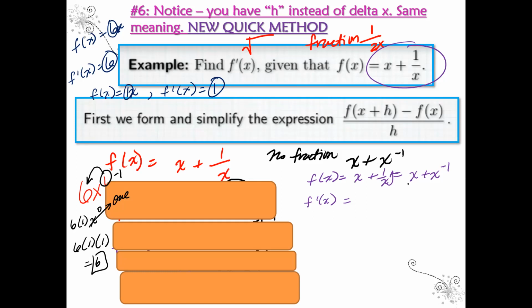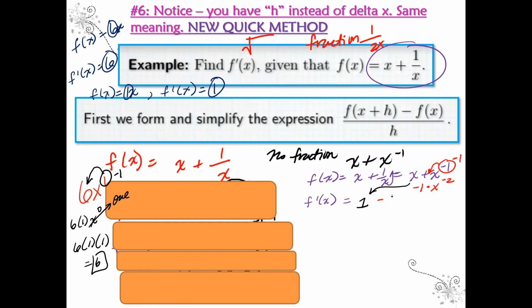So then looking at this, what is the derivative of x? It's 1. What is the derivative of x to the negative 1? This one you have to put a little bit of work. So you take the negative 1, bring it down, so you have negative 1 times x, make sure you minus 1 here, to the negative 2nd power.